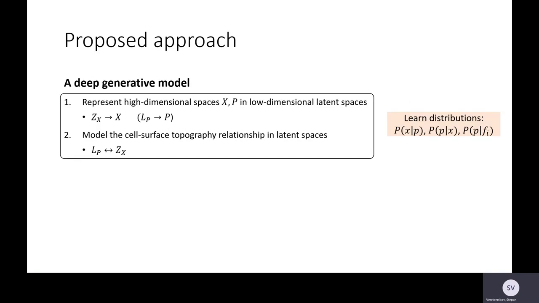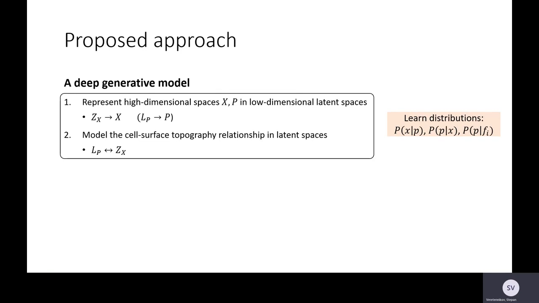And the proposed approach to address this issue is to build a deep generative model. The key steps here are, firstly, representing high-dimensional spaces X and P in low-dimensional latent spaces. And the second step is modeling the cell-surface topography relationship in these latent spaces instead of modeling them between the original spaces X and P. As a result, the model will produce three types of probability distributions.